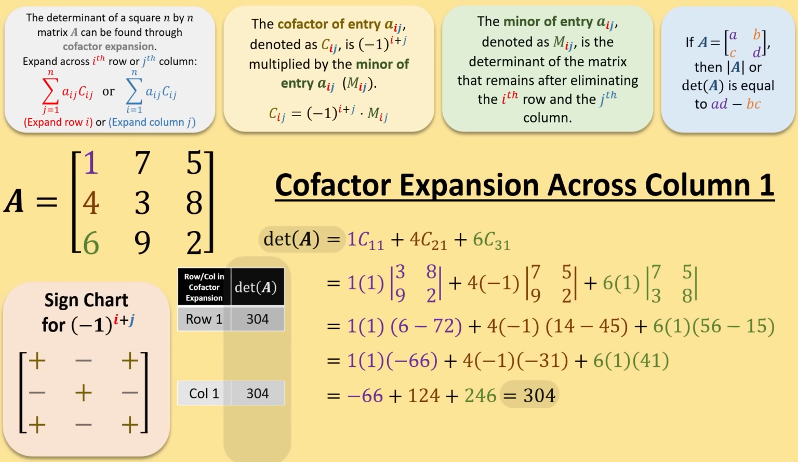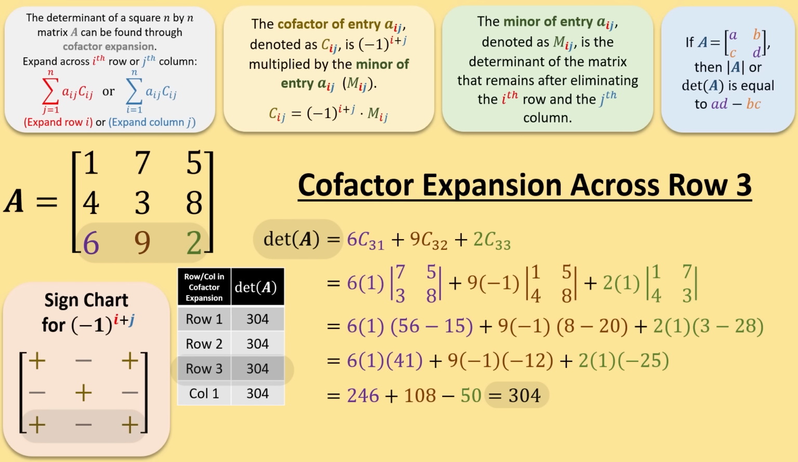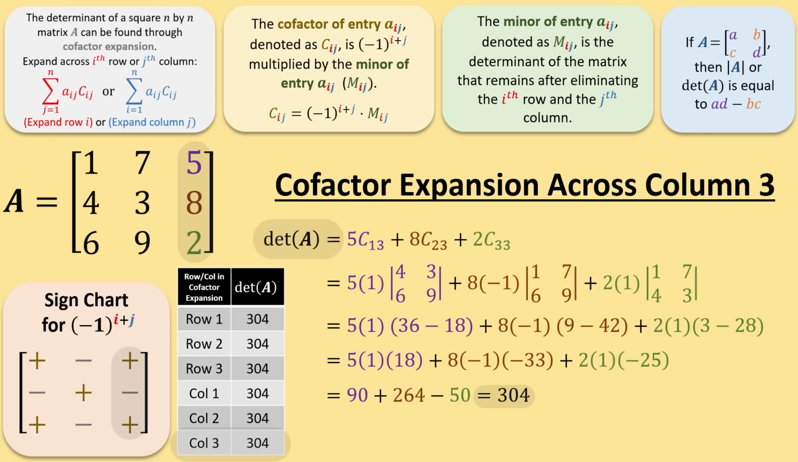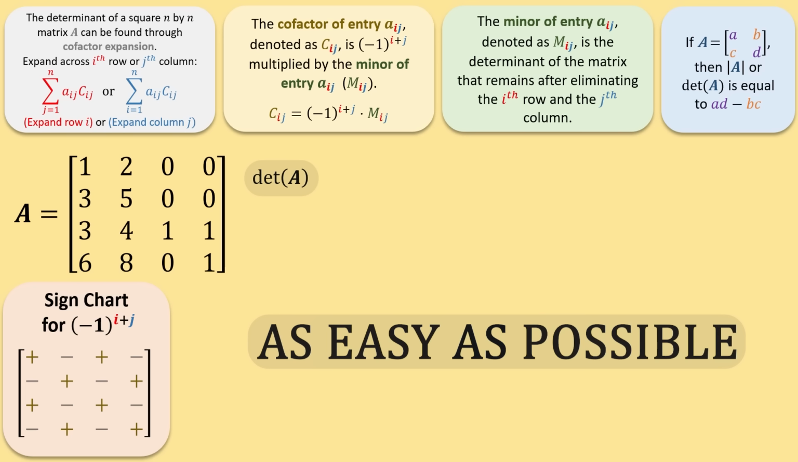Mainly, it just comes down to getting the values from the row or the column you select, their respective signs from the sign chart, and multiplying by their minors. For every single row and column option in our matrix A, we get 304 every single time. Knowing that we can select any row or column to do cofactor expansion, let's look at a 4x4 matrix and talk about how we select the row or column to make the calculation of the determinant as easy as possible.